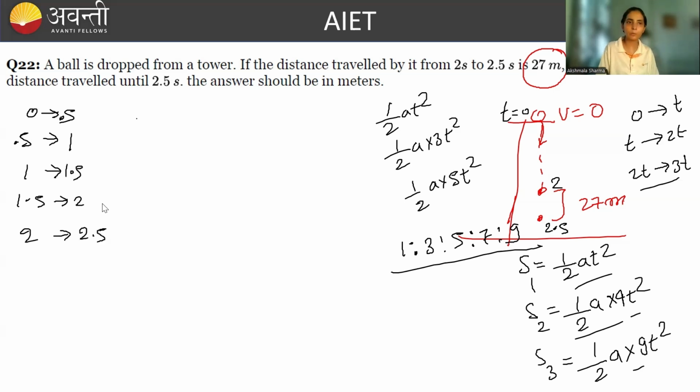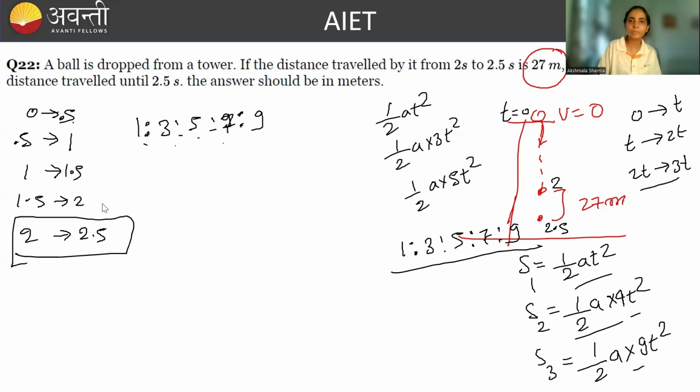So the ratio will be 1:3:5:7:9, right? How many intervals? 1 2 3 4 5. Now for 2 to 2.5, how much distance is given? 27 meters. So here we can say that in the first interval, it covered distance x. In the second, it covered 3x. In the third, it covered 5x, then 7x, and in the last interval, it covered 9x.